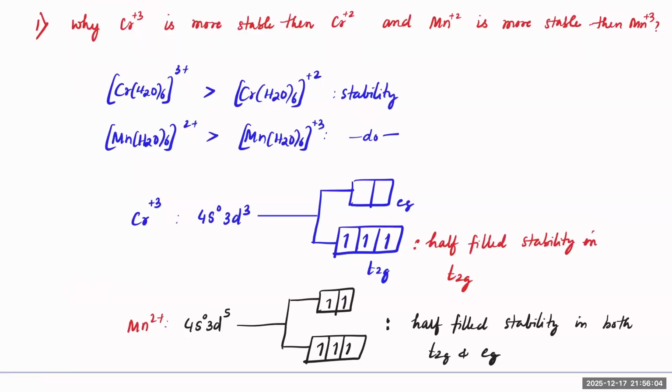Generally, if it is asked why chromium plus 3 is more stable than chromium plus 2 and manganese plus 2 is more stable than manganese plus 3, you can explain that on the basis of the complex formation in aqueous solution. For example, chromium plus 3 is stable because it has d3 electrons and it will make a T2G half-filled structure. So chromium with 4 electrons will have lesser CFSE value compared to chromium with 3 d electrons.